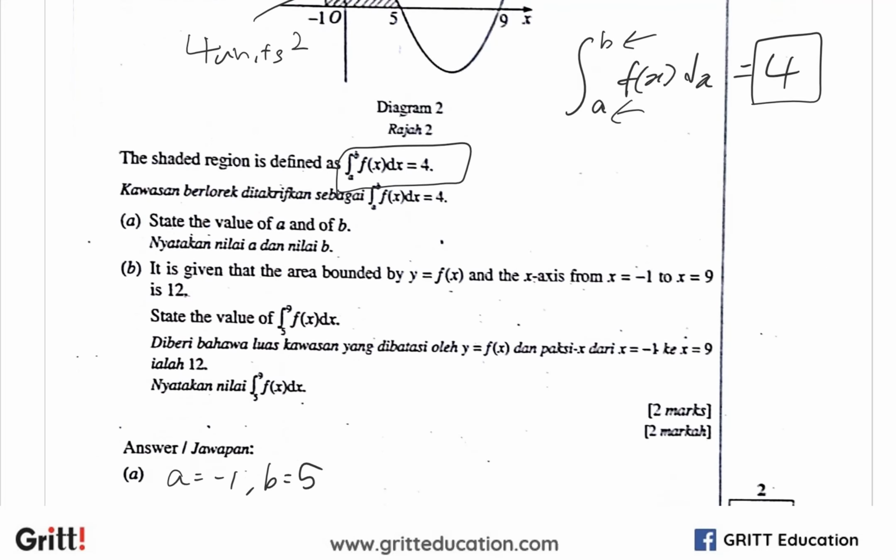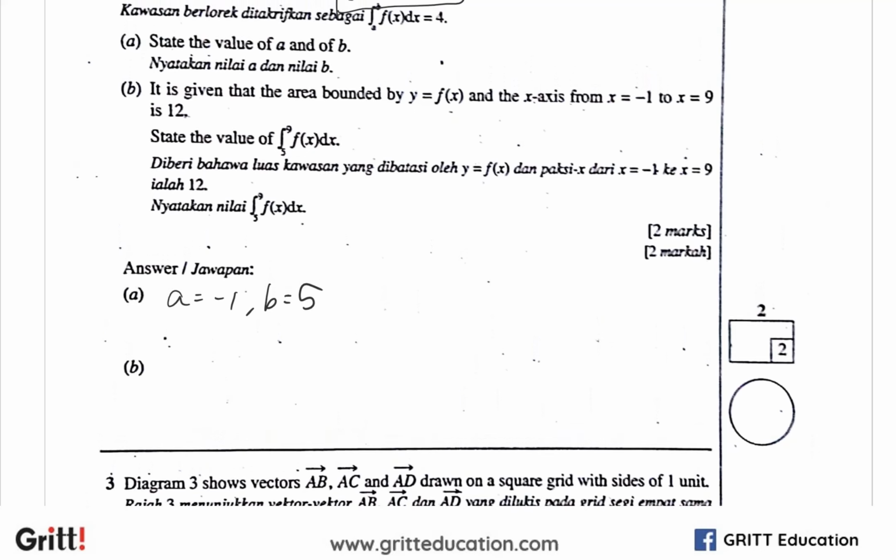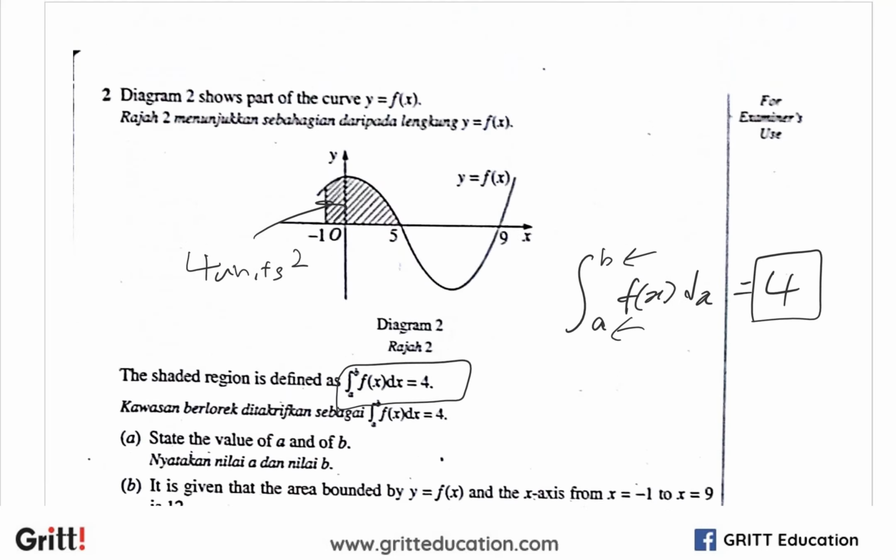Now, how about part b? It is given that the area bounded by y equals f(x) and the x-axis from -1 to 9 is 12. Hence, find the value of the integral from 5 to 9 of f(x) dx. So they're saying that from -1 to 9, which is from this point up to this point, the total area refers to 12 units squared.